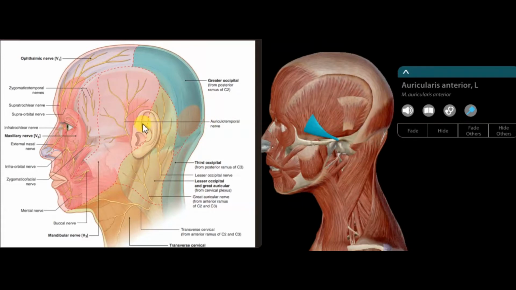The auricular part is innervated by the auricular temporal branch of the facial nerve, specifically in the superior and the anterior parts. But the posterior one is innervated by the posterior auricular branch of the facial nerve.